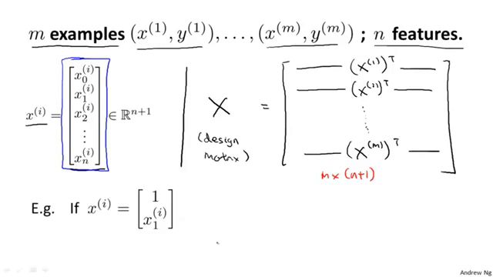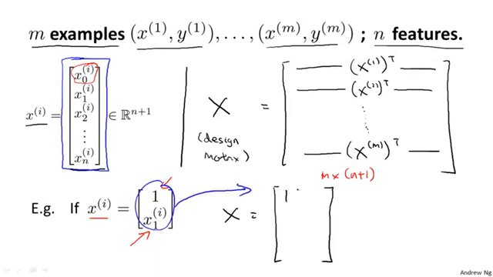As a concrete example, let's say I have only one feature other than x0, which is always equal to 1. So if my feature vectors xi are equal to 1, which is x0, and then some feature like maybe the size of the house, then my design matrix X will be equal to this. For the first row, I take the transpose and end up with 1 and then x1(1). For the second row, I end up with 1 and then x1(2), and so on, down to 1 and then x1(m), and thus this will be an m by 2 dimensional matrix. So that's how I construct the matrix X.